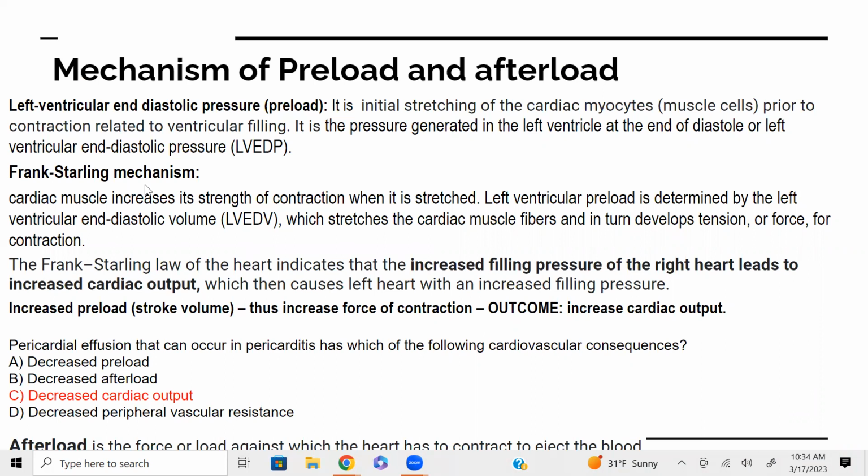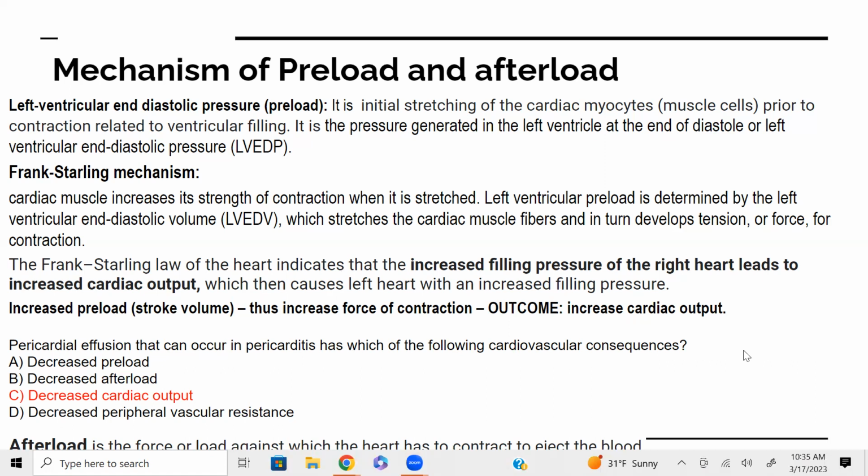So the Frank-Starling law or Frank-Starling mechanism is seen in the patho questions. You have to know what that has to do with the preload or afterload. It increases the filling pressure of the right heart. So if you have a patient with right heart and left heart failure, this question is related a lot of times to effusion, cardiac output, or congestive heart failure related questions.